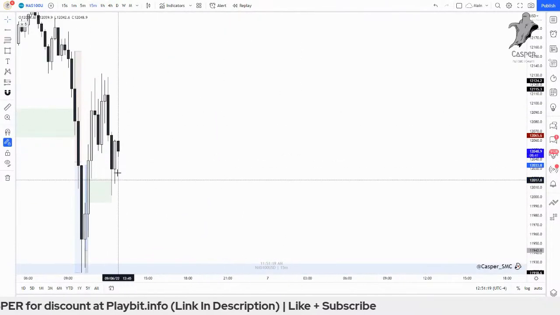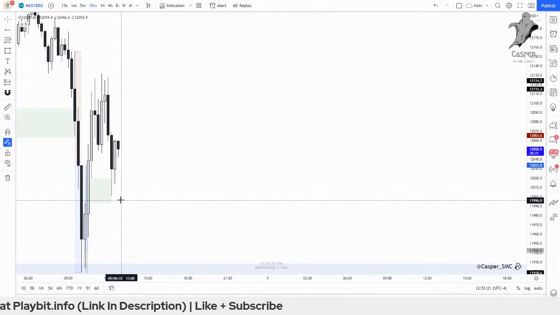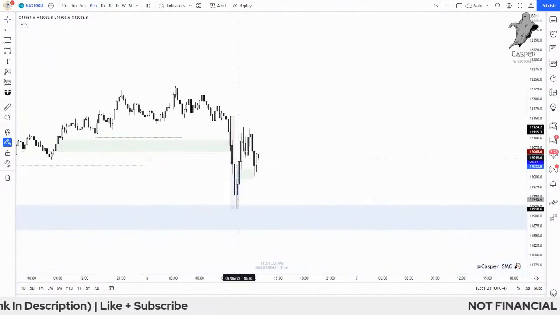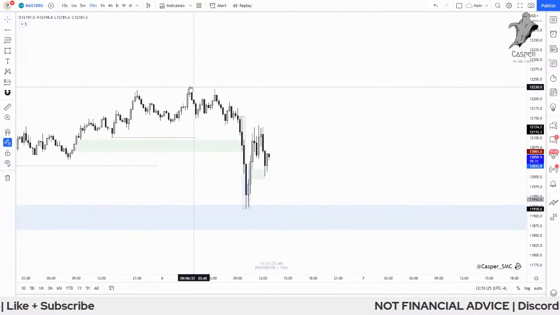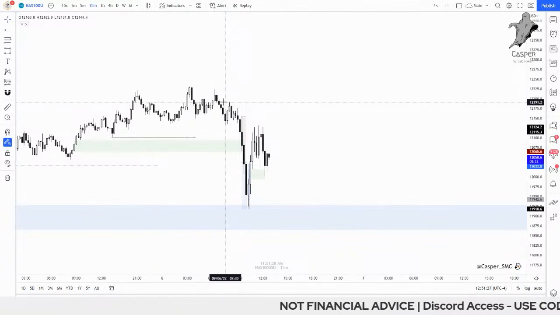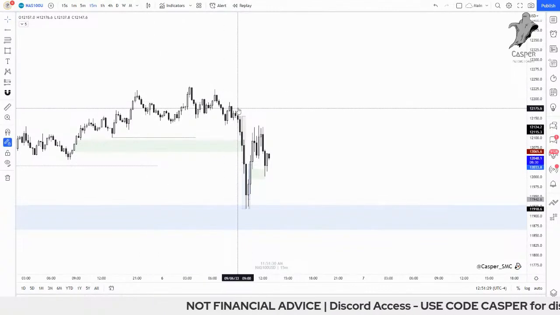If you hold above this, though, or maybe sweep it one more time and start to see bullish action, you might see a push back up to take out these highs, or maybe these highs really right here.